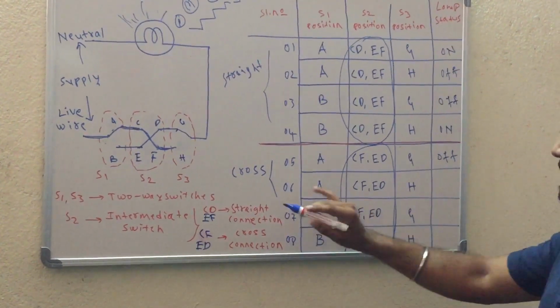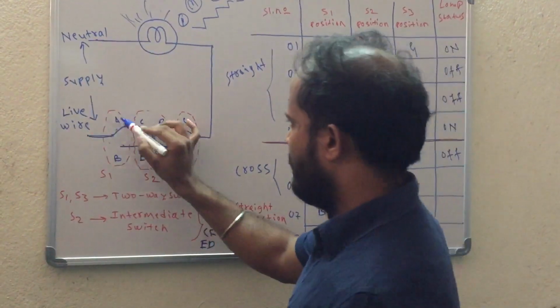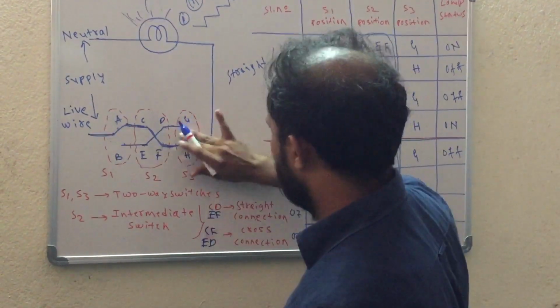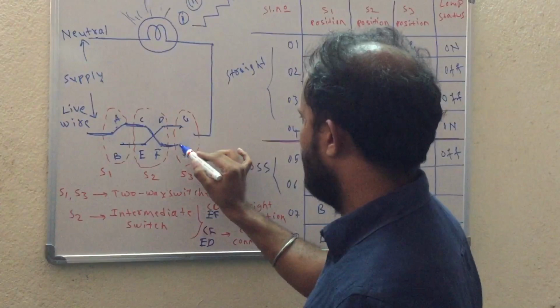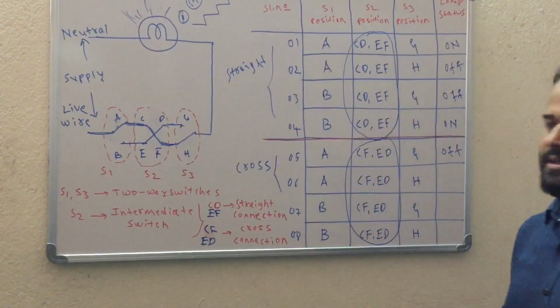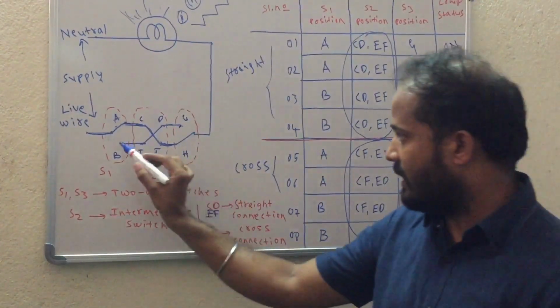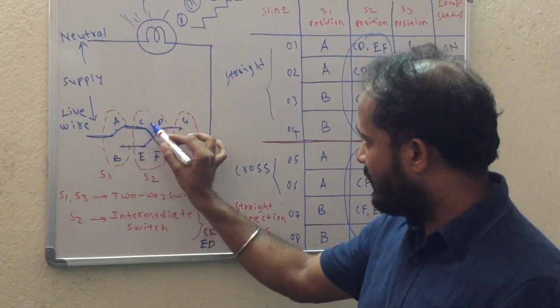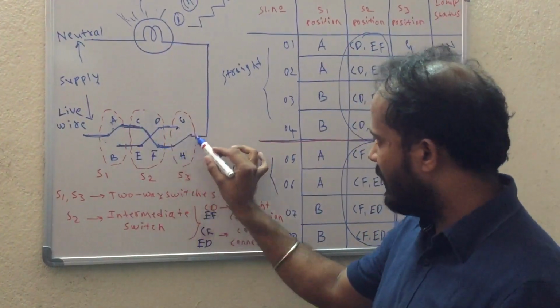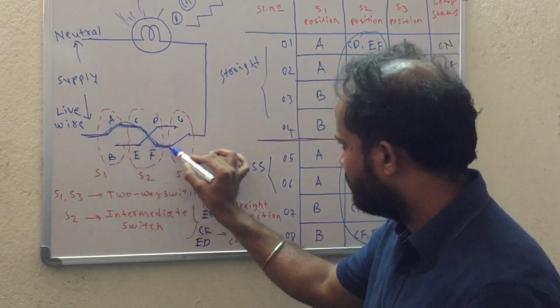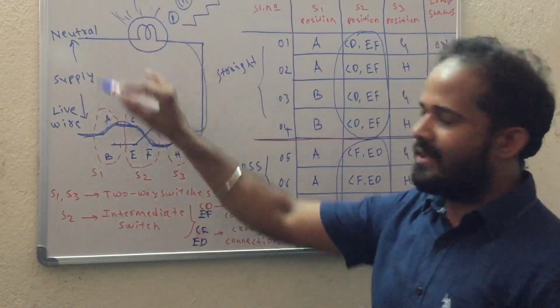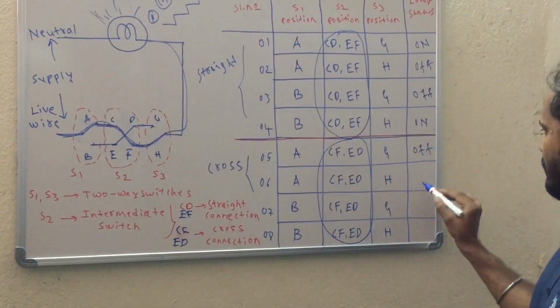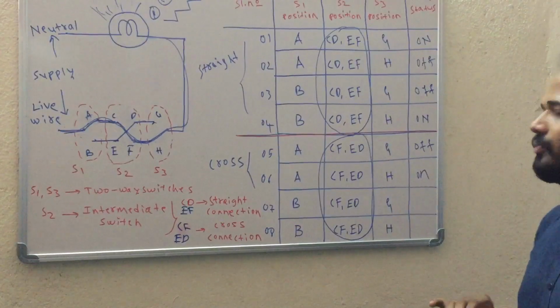So next possible case is, the S1 is in A position only, the S3 position will be changed from G to H. Now you can analyze the diagram. If you observe the diagram carefully, it is from A, it is C, then F, then H. It makes a closed path. So if it is a closed path, automatically the bulb will turn on.